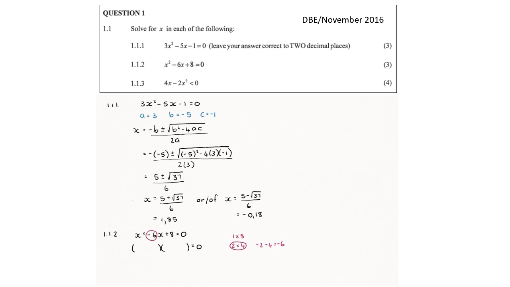So that means the quadratic expression on the left-hand side can be factorized as x minus 4 times x minus 2. And now we put each of these factors equal to 0. So we have x minus 4 equals 0 or x minus 2 equals 0. And if we solve both of these equations, it gives us that x is equal to 4 or x is equal to 2. And for this question, you also get 3 marks. You get 1 mark for the correct factors, 1 mark for x equals 4, and 1 mark for x equals 2.